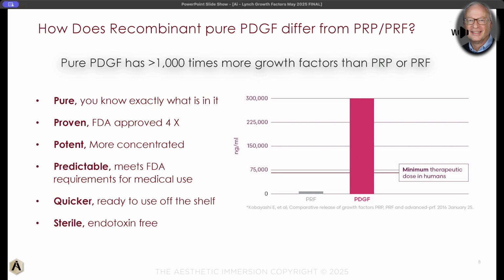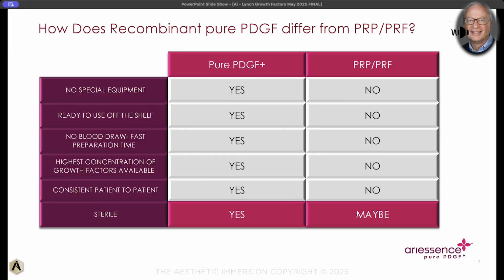Okay, next slide. And we're going to come back to this later on in another section. I think we've covered this. This is just a quick summary of how PDGF differs from PRP: no specialized equipment, ready to use, no blood draw, etc. Okay, next.